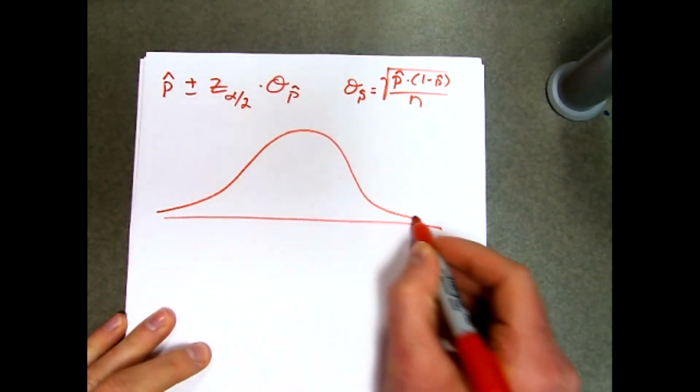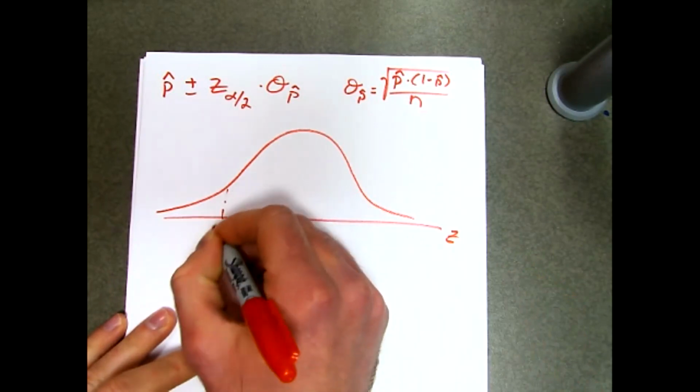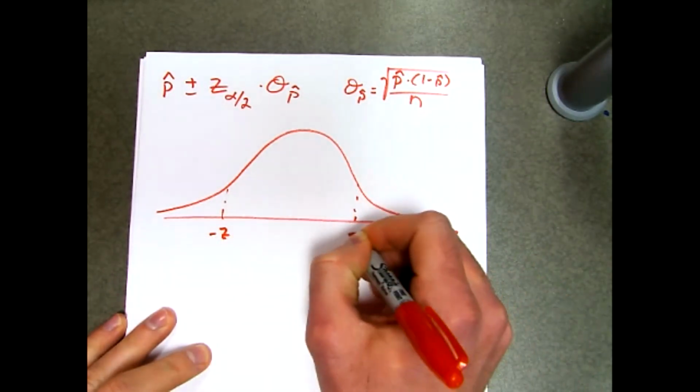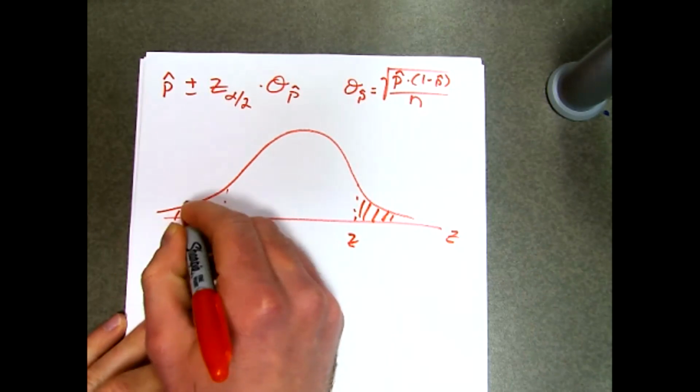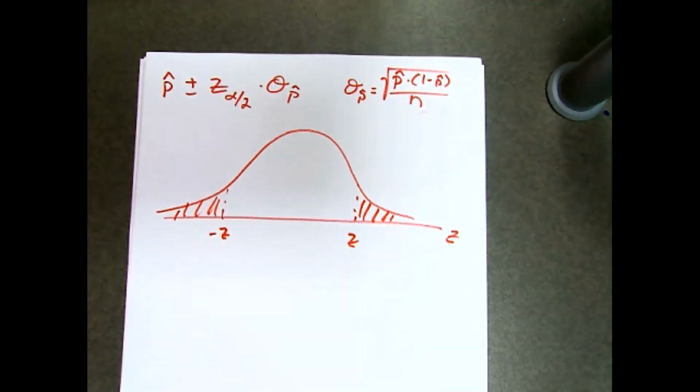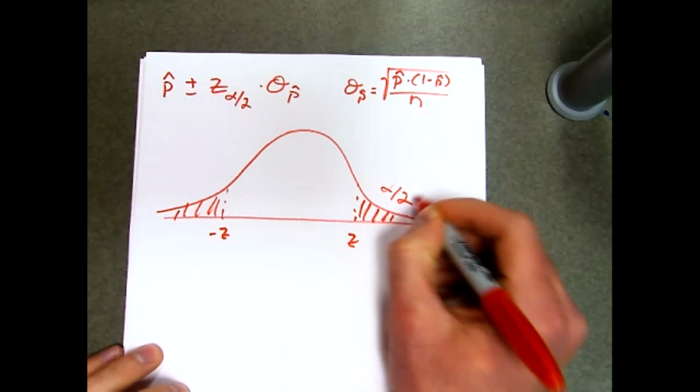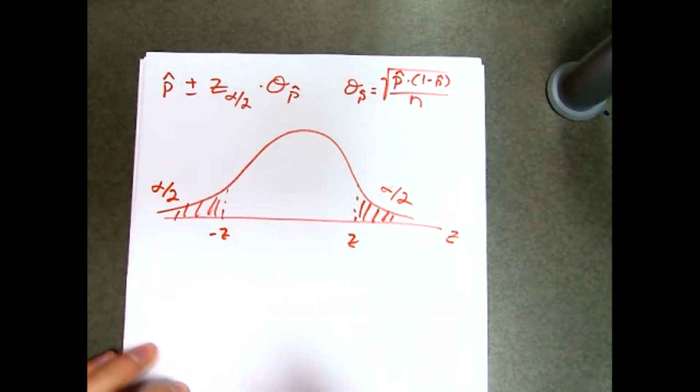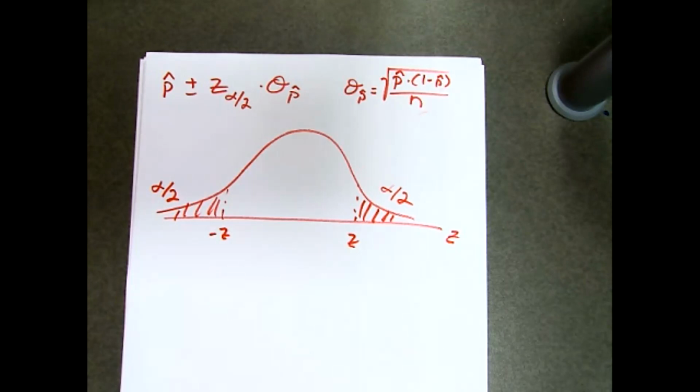So the only thing left that we really need to do was find this Z value such that the area on either side, or the area in our tails, was alpha, which meant we had half of alpha in each tail. Right? So that was kind of the setup.